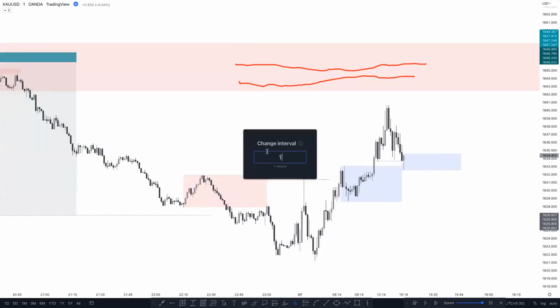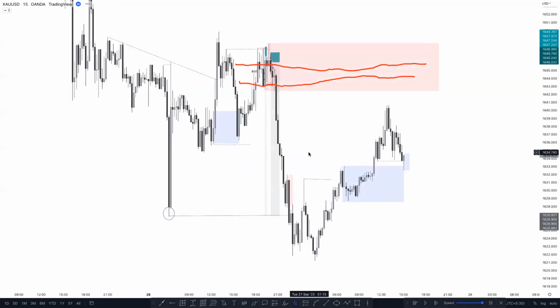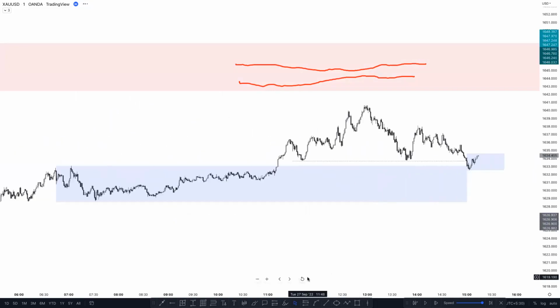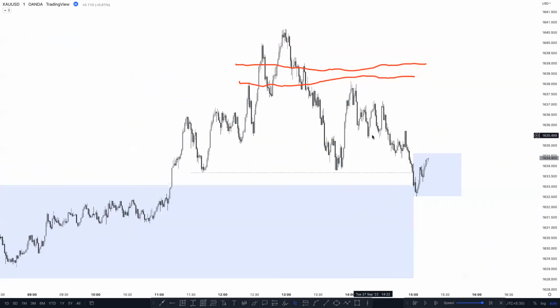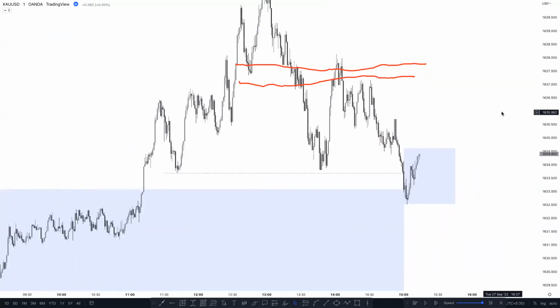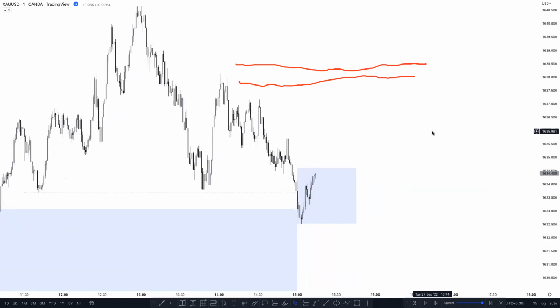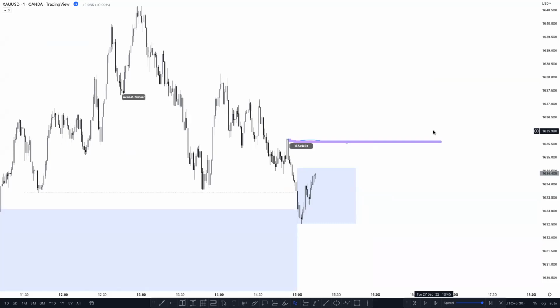The same thing is happening here in the 15 minute and 1 minute. Oh, no. Okay. So in this case, where is our choch? And when can we consider the entry?